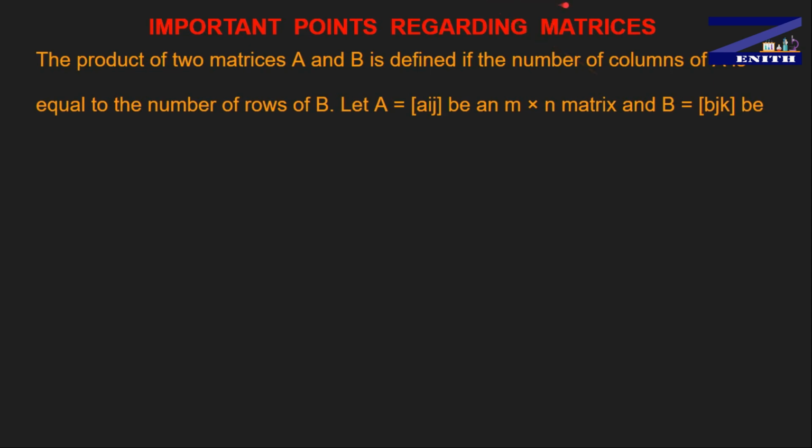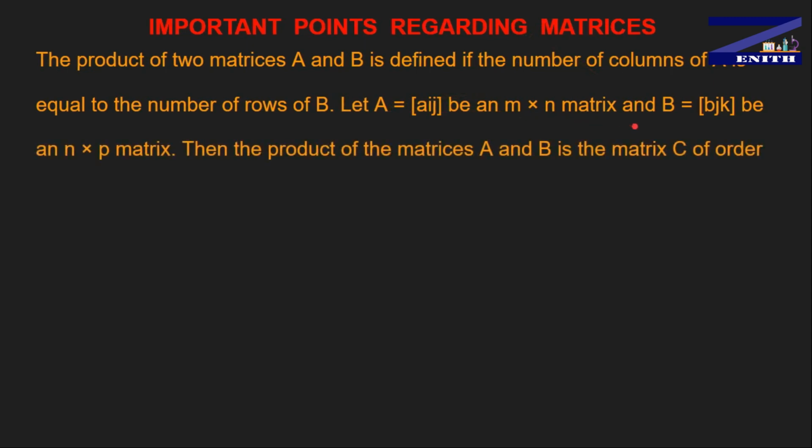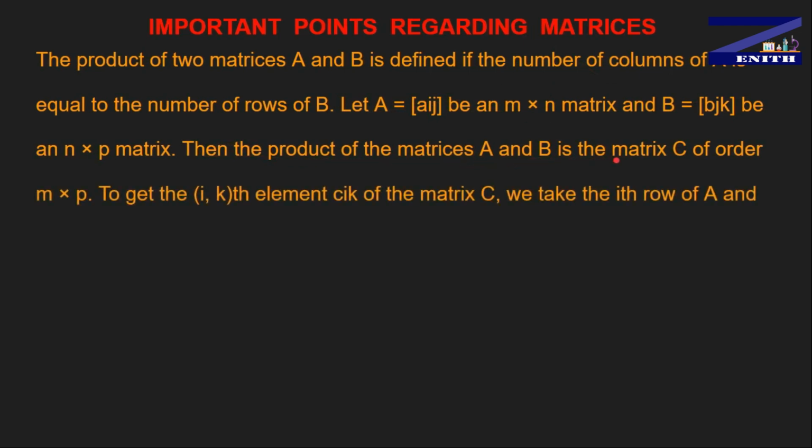Suppose guys, here we have a matrix A which is an M cross N matrix, and matrix B which is an N cross P matrix. The product of the matrices A and B is the matrix C of order M cross P. So the columns N and rows N are equal. Yes, it is equal, so we can multiply. And after that, which matrix will you get in the end after the multiplication? That matrix will be of order M cross P.